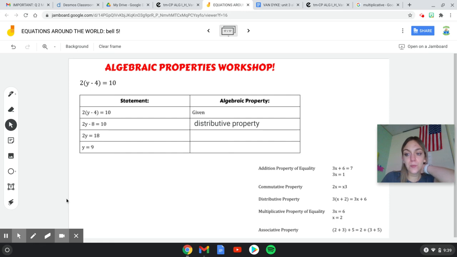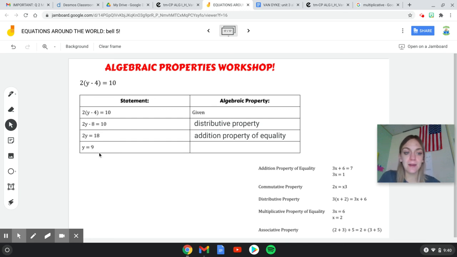So now we have to think, what is next? How did we get from this statement to this statement? And obviously we got rid of that negative 8, and the 10 changed to an 18. So we had to add 8 to both sides. Again, we're using the addition property of equality, because we're adding that negative 8, or we're adding an 8 to both sides.